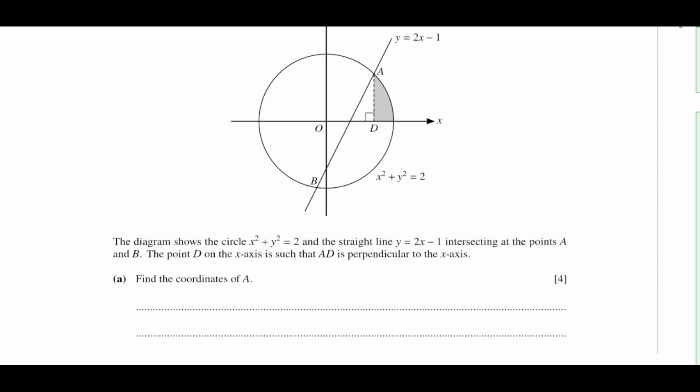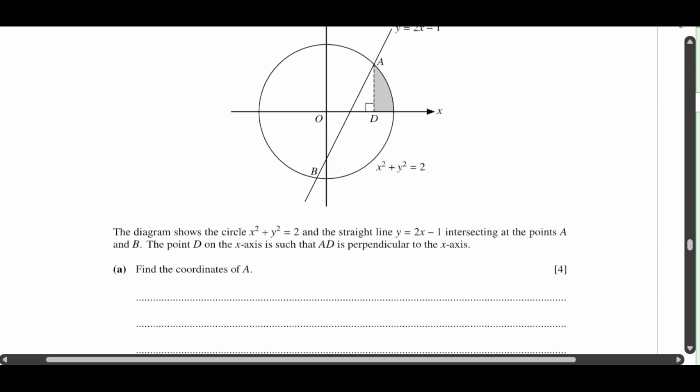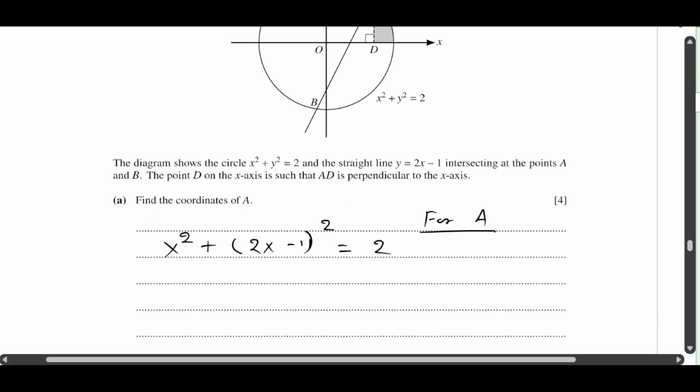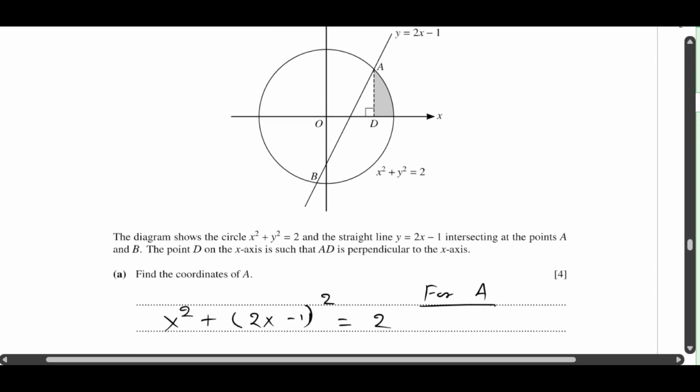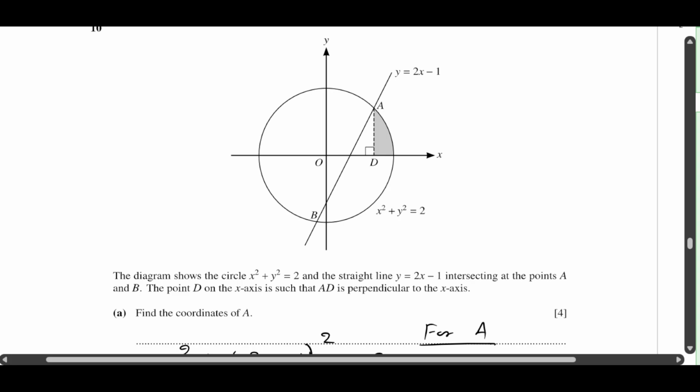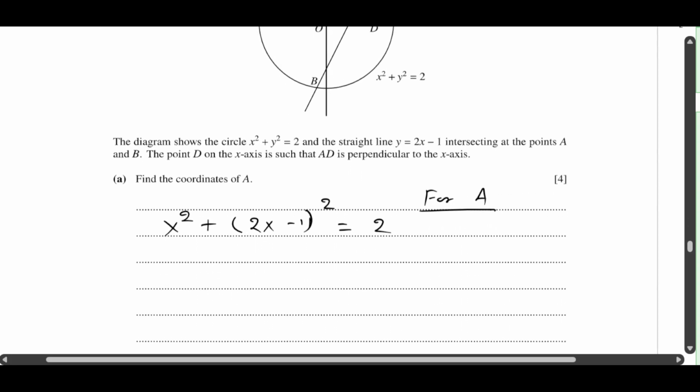So to get the coordinate of point A, we will solve these two equations. x square plus y square, in place of y we can write 2x minus 1, the whole square is equal to 2. This is for coordinate A. Because these two are intersecting, the equations y is equal to 2x minus 1 and x square plus y square equal to 2 satisfy each other.